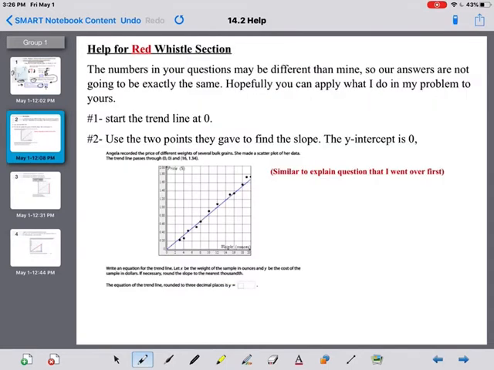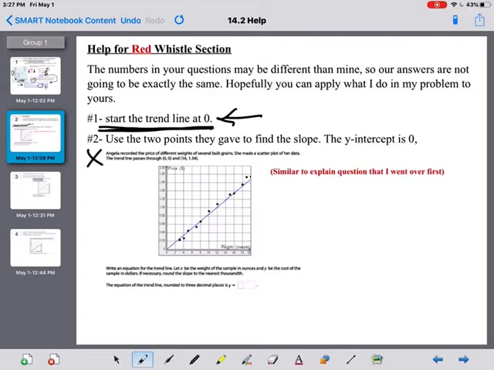Once you get to the red whistle section, there are a couple of questions that I don't think you'll have any problems with, but just a couple of helpful hints. So if I take a look at number 1, and again, your number 1 might be a little bit different than mine, but I have a feeling they're the same. So my suggestion for that problem is to start your line of best fit or the trend line at 0. Make the y-intercept equal to 0. When you get to number 2, use the points that they gave you to find the slope.